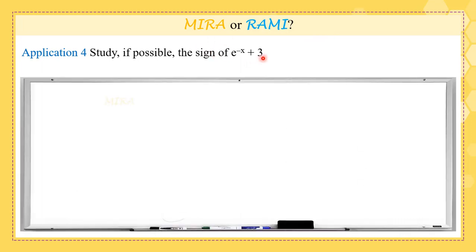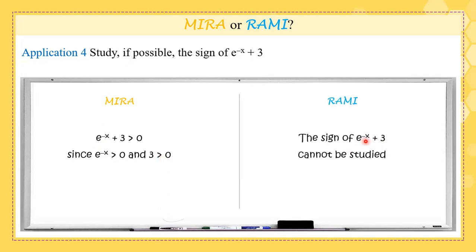Now, Mira or Rami, study, if possible, the sign of this expression. Mira states that this is positive because e to the power minus x is positive and 3 is positive. Rami states that the sign of e to the power minus x plus 3 cannot be studied since e to the power minus x is negative and 3 is positive. I think Rami's solution is not correct because e to the power minus x is never negative. Remember, e to any power is always positive, and it is strictly positive.